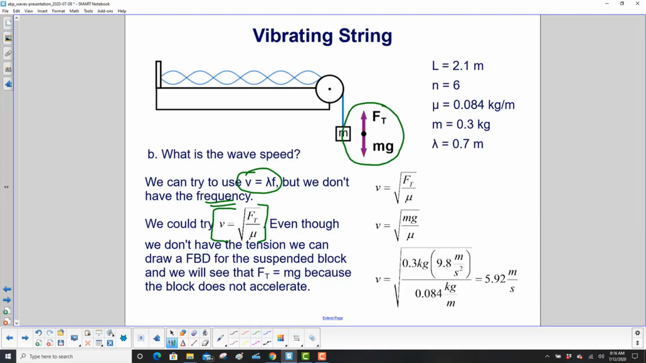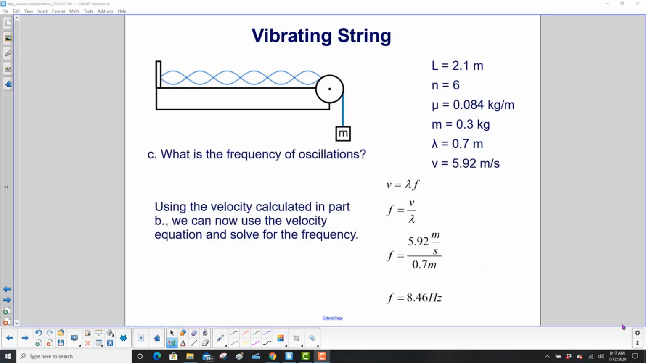We have gravity pulling it down, the tension of the string pulling it up. Now the mass is not moving. So tension minus mg is equal to ma is equal to 0. There's no acceleration. So the tension is equal to mg. Substitute that in, and we can now multiply mass times g, divide it by mu, and we get a velocity of 5.92 meters per second.